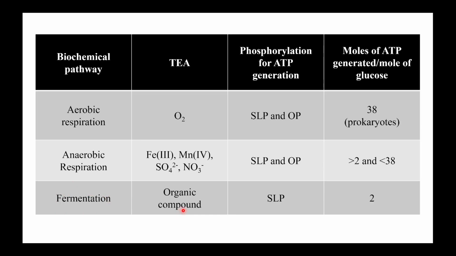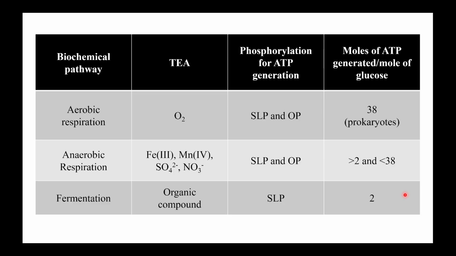So remember fermentation in the case of yeast, where pyruvate was converted into ethanol. Pyruvate being an organic compound, the terminal electron acceptor is ultimately an organic compound, and there ATP production was only dependent on the glycolysis pathway. Substrate level phosphorylation is happening, and only two molecules of ATP. So fermentation is not a very energy generating process.